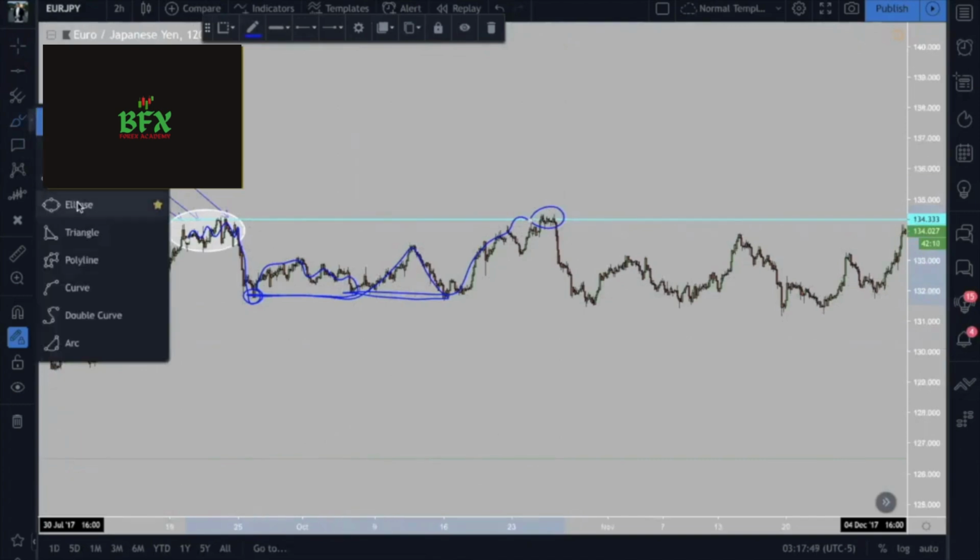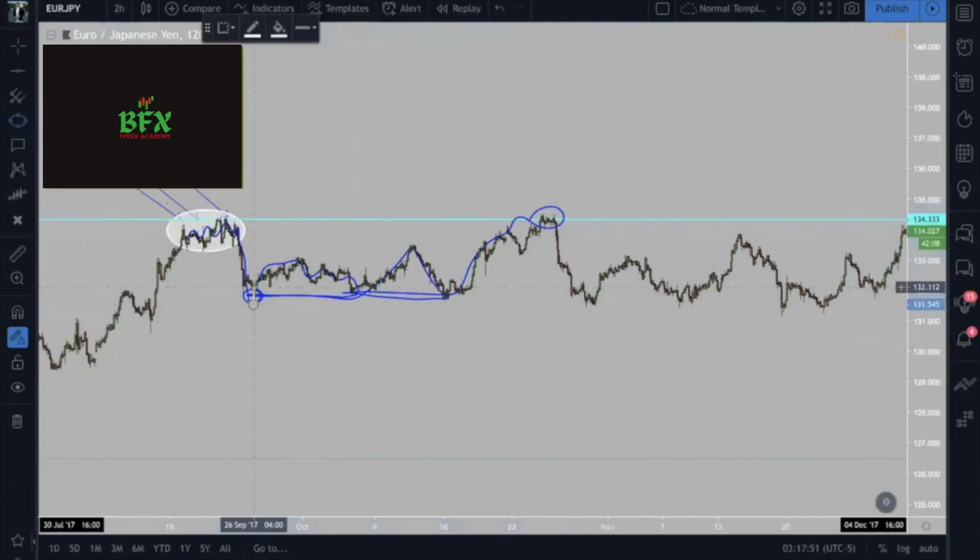So what we're going to do is note this valley right here where price found support. We're going to note this valley right here where price found support. And we're going to get rid of this.